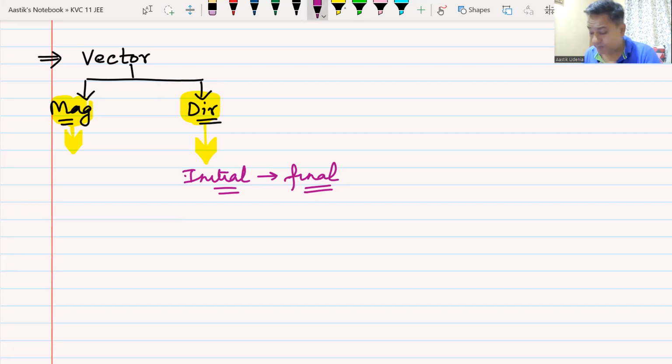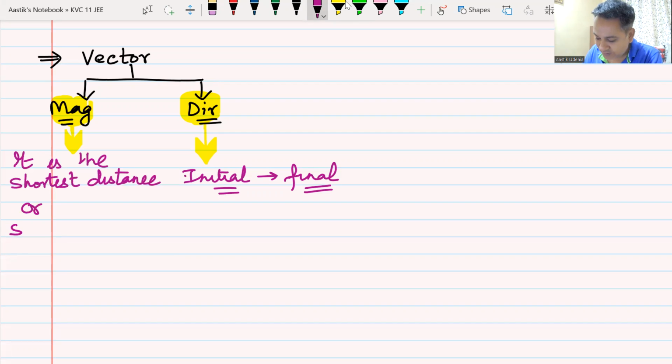It is your favorite apple. It is the shortest distance. If you want, you can understand it in this way. But remember, that is not the definition. It is the shortest distance, or I can say straight line distance. This is how you can understand it probably, if you want to.